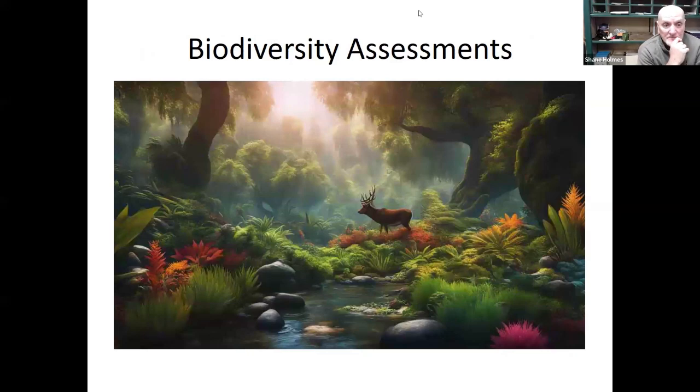Biodiversity assessments. Environmental DNA can be used to assess biodiversity by collecting samples from within the environment, allowing researchers to identify a wide range of species present in an area without the need for direct observation or capture.